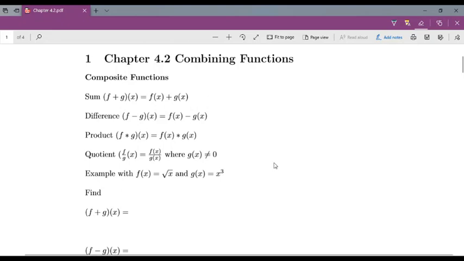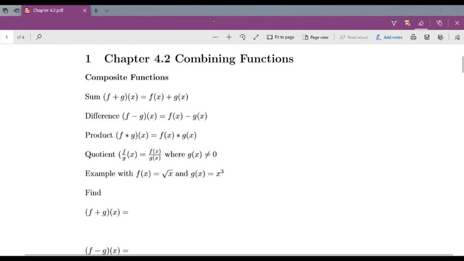Alright class, so we're looking at chapter 4.2, combining functions. We've got a whole bunch of different ways we can combine functions. We can have the sum of two functions, the difference of two functions, the product of two functions, and the quotient of two functions. So, the sum of two functions, f plus g of x, is the same thing as f of x plus g of x.